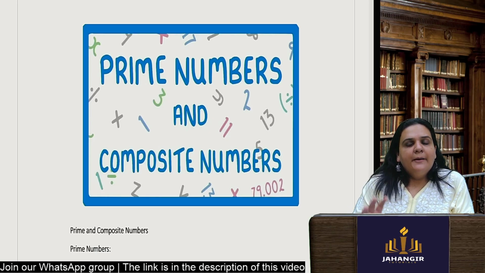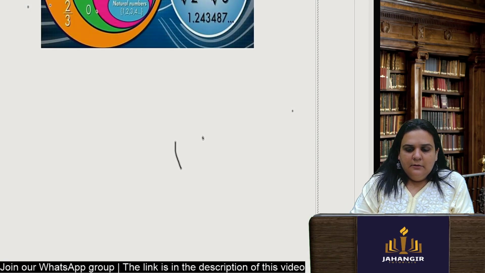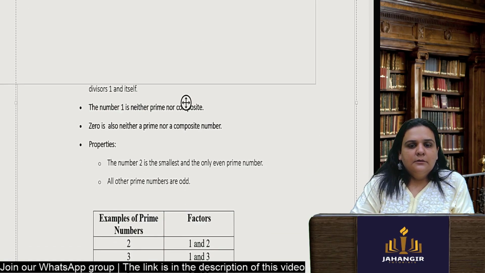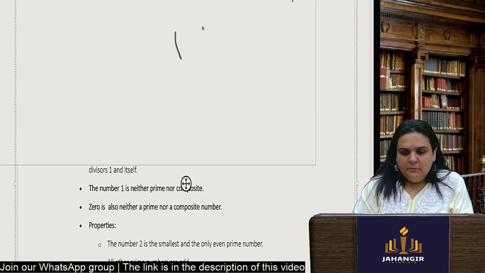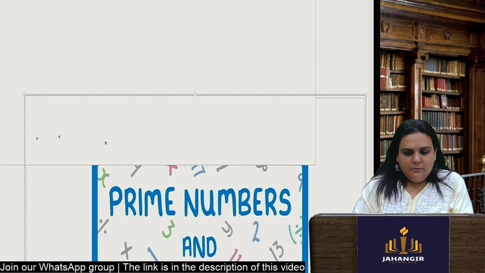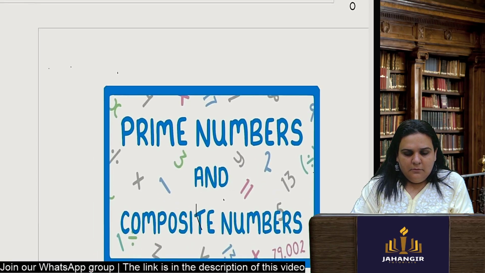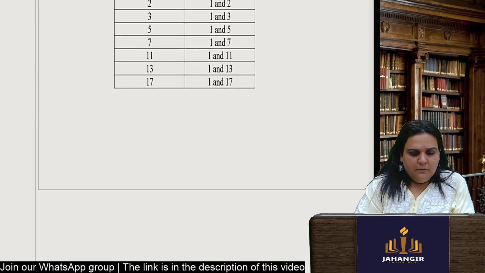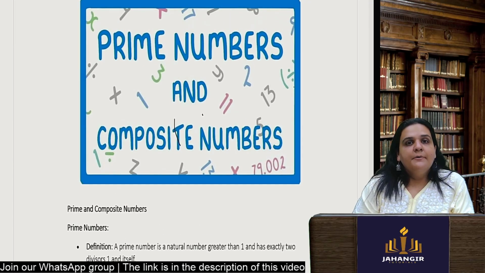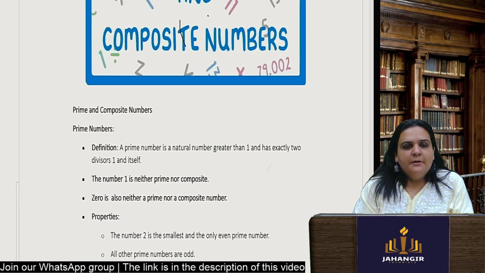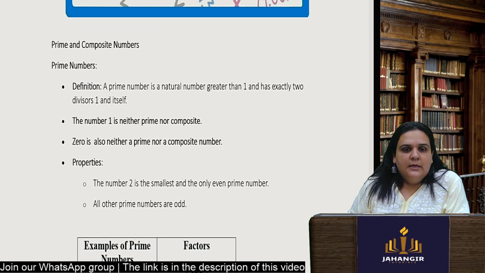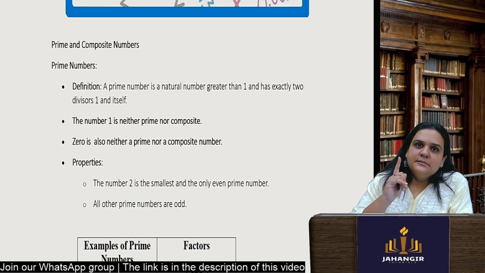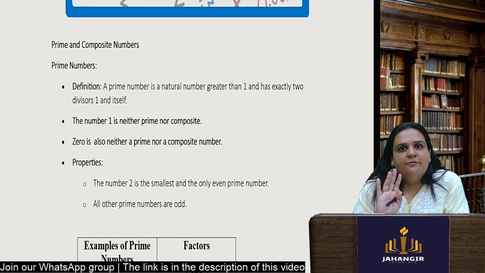Okay. Now you have prime numbers and composite numbers. Now what is a prime number? A prime number is a natural number which is always greater than 1 and has exactly two divisors. One is the number 1 and the other is the number itself. Otherwise it cannot be divided by any other number.